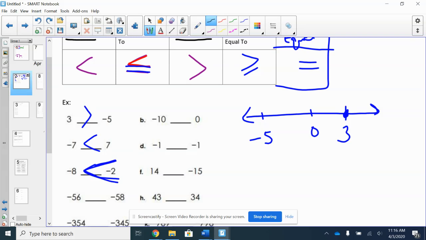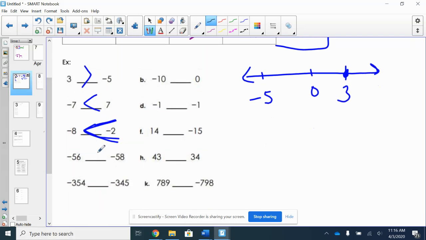Another thing, when we read words, we read left to right. No different with math. So if we look at this next example of -56 and -58, -56 is greater than -58. So when I read this left to right, that correct symbol has to go in there. -56 is greater than -58. Or -354 is less than -345. -10 is less than 0. It's more to the left, right?